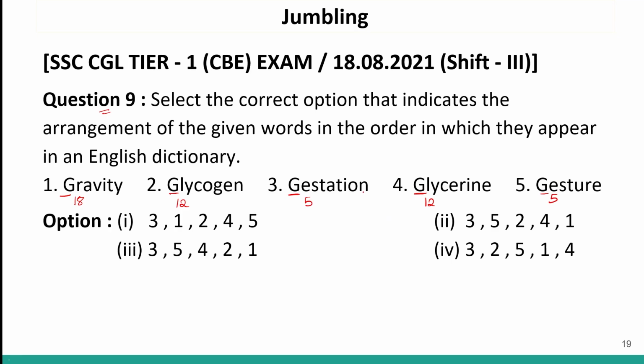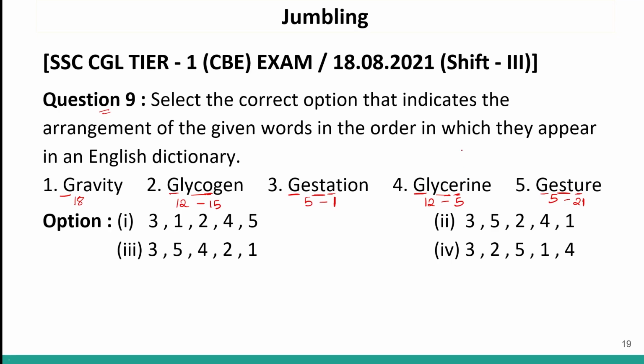So over here, between gestation and gesture, I can see that ST are also same. Right? So we'll move on to the next letter after T. After T, we have A, which is 1. And after T over here, we have U, which is 21. Correct? Now, between glycogen and glycerine, I can see that after L, Y and C are the same. So we'll move on to the next letter after C. After C, we have O. O is 15. And over here, after C, we have E, which is 5.